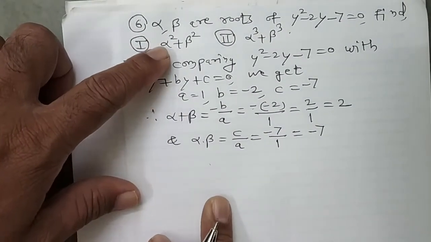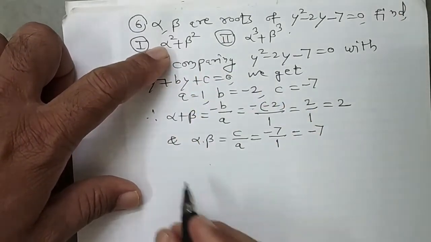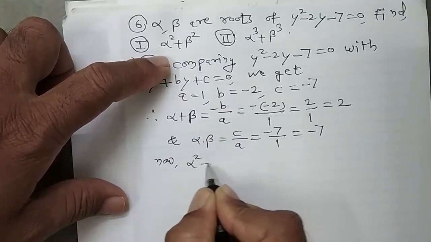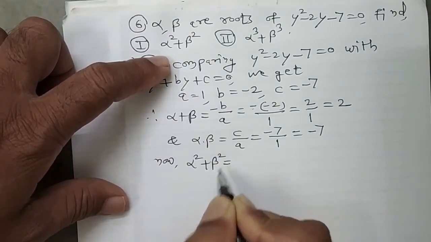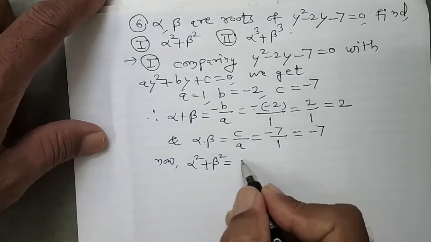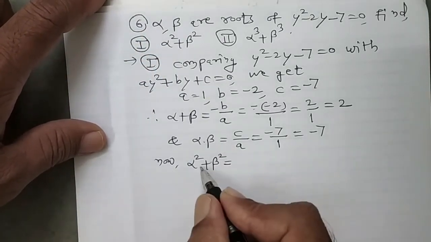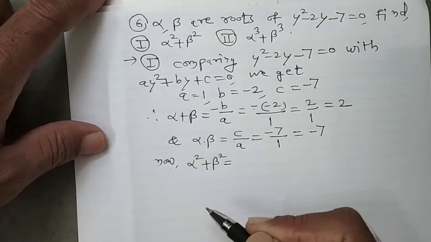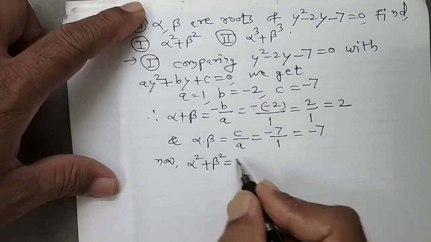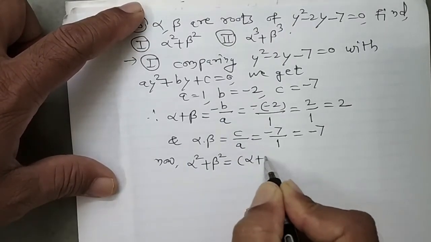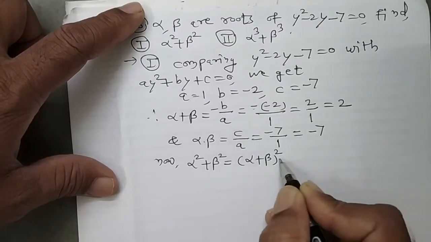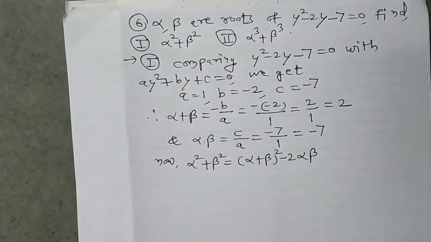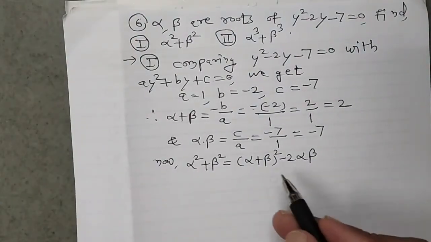Now we have to find the value of alpha square plus beta square. Therefore, write down the formula for alpha square plus beta square equal to. Now we can write alpha square plus beta square in the form of alpha plus beta and alpha into beta. That is, alpha square plus beta square is equal to alpha plus beta whole square minus 2 alpha beta. Now we see whether this is correct or not.